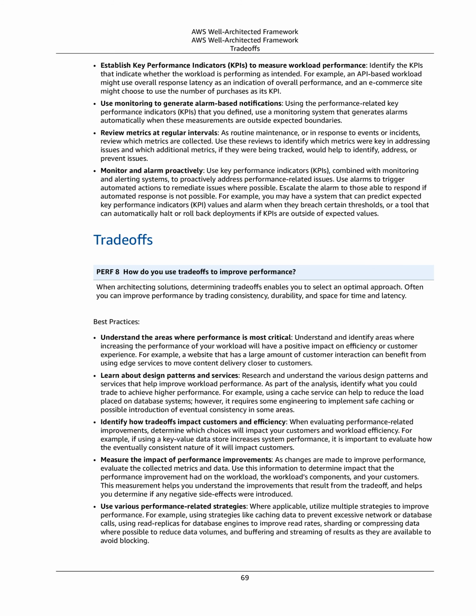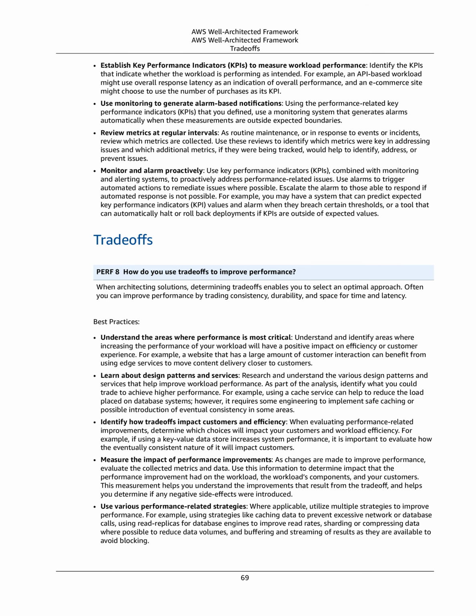Use monitoring to generate alarm-based notifications, using the performance-related key performance indicators, KPIs, that you defined. Use a monitoring system that generates alarms automatically when these measurements are outside expected boundaries. Review metrics at regular intervals, as routine maintenance, or in response to events or incidents. Review which metrics are collected. Use these reviews to identify which metrics were key in addressing issues and which additional metrics, if they were being tracked, would help to identify, address, or prevent issues.